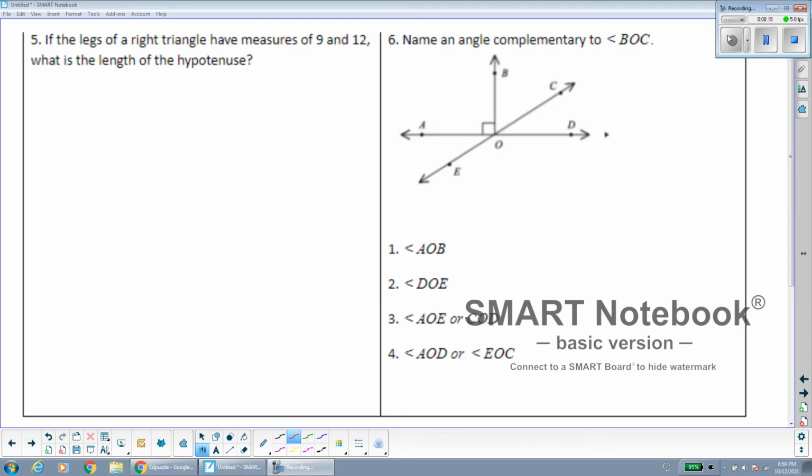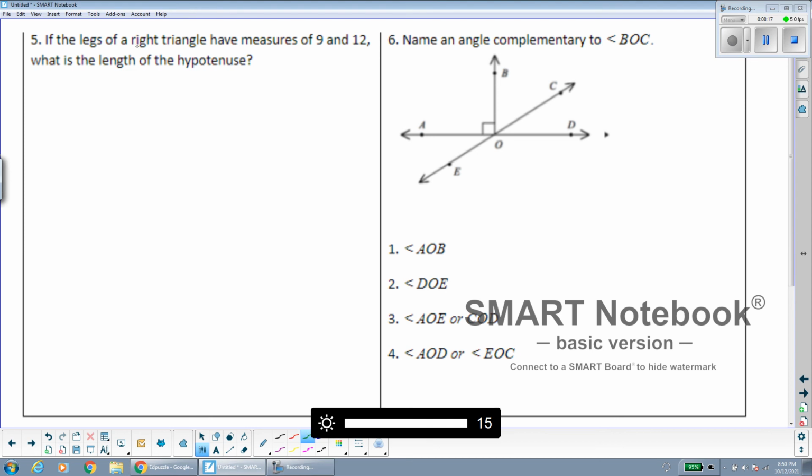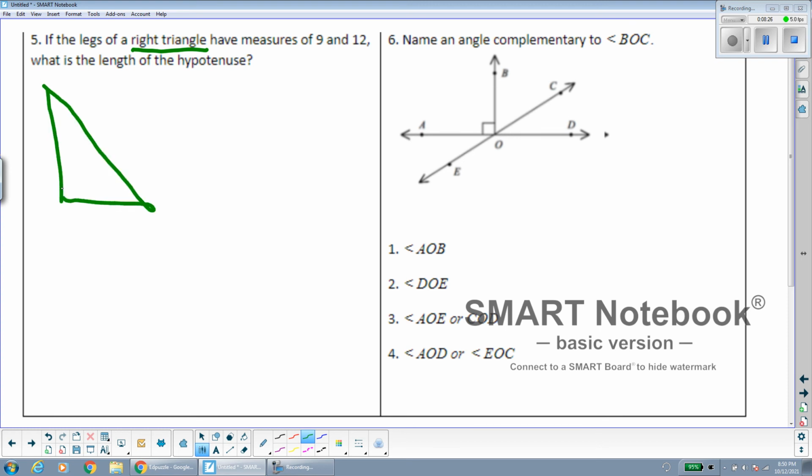Number 5 mentions a right triangle, and a lot of people didn't draw their right triangle on the test, but whenever you have some kind of object, a triangle, a line segment, any of that stuff, and you don't see it, your best option is to draw a diagram of the situation. It tells us that the legs of this right triangle measure 9 and 12, and it asks us to find the length of the hypotenuse.